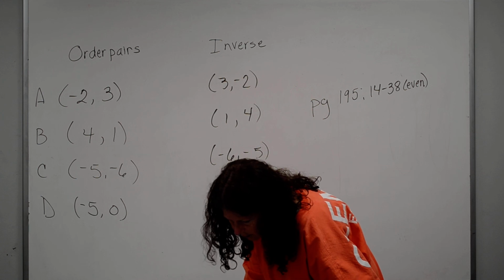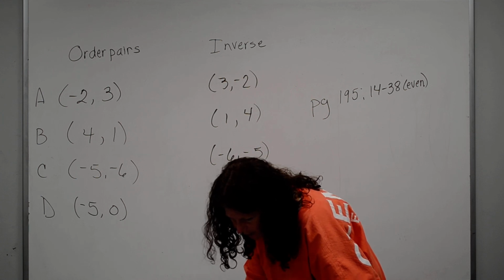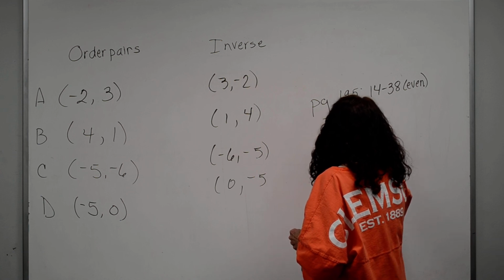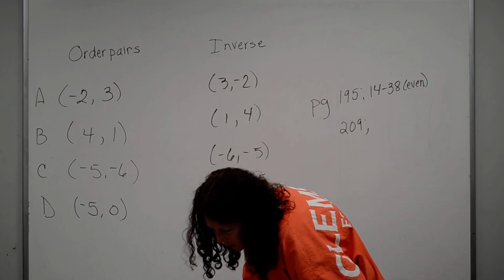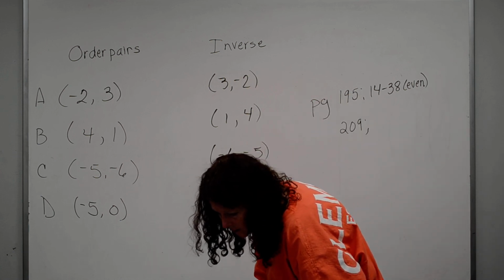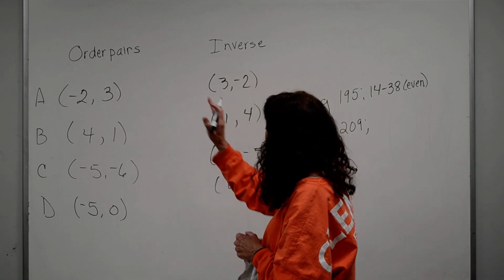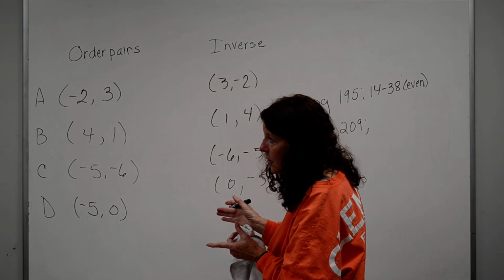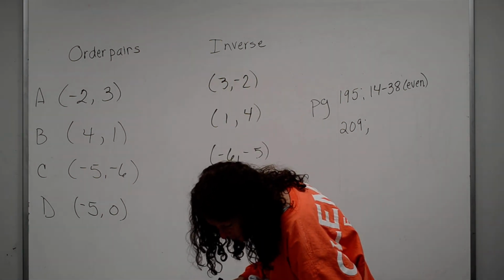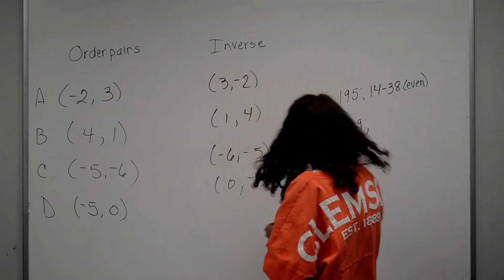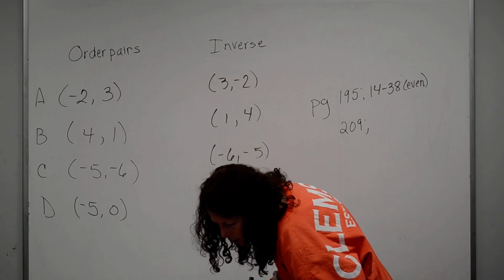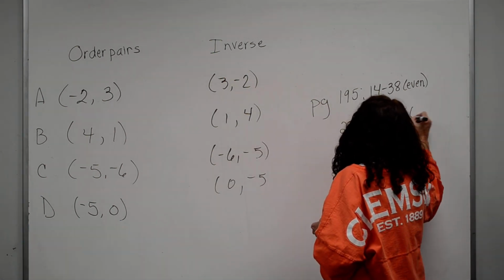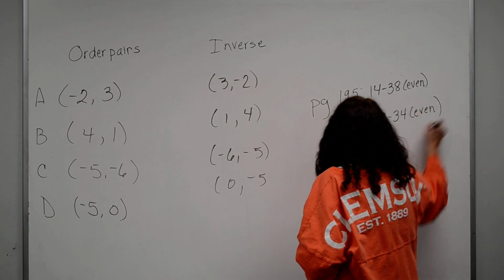And then on page 209, I want you to do, and make sure you read the instructions, because sometimes they're given to you as an ordered pair and you have to do it the other 3 ways. Sometimes they give it to you as a table and you have to do it the other 3 ways. So I want you to do 18 through 34 even. Okay?